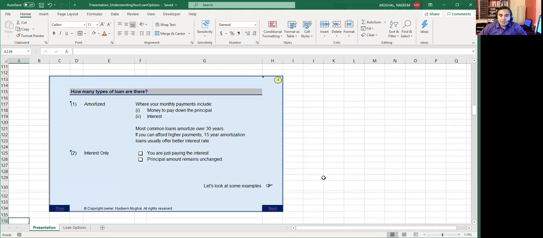So for amortized loan, depending upon how far you want to stretch your payment, you can amortize the loan over 15 years or over 30 years. Now, clearly, if you stretch it to 30 years, your monthly payments would be lower. But then again, you'll have interest that you'll be paying over a much larger period of time. And let's go ahead and take a quick look at some examples.